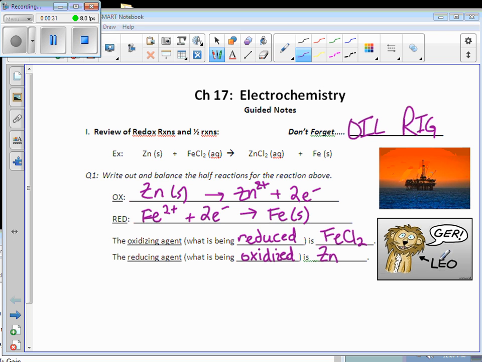Or maybe you remembered LEO says GER. Losing electrons, oxidation, gaining electrons, reduction. Whatever. Take a redox reaction, break it up into its half reactions. So this is what we're looking at here.